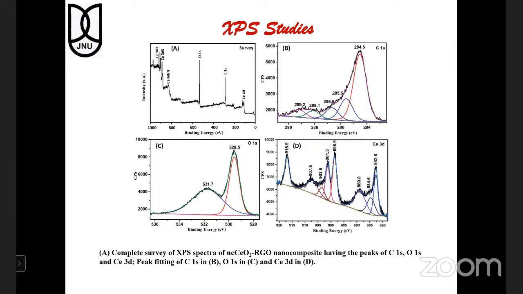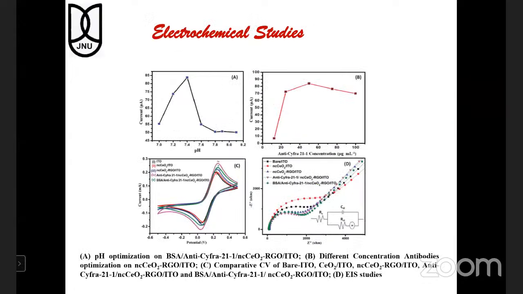And oxygen is also showing between 528 to 536, and cerium-related functional groups are present in the binding energy area of 880 to 920. So these XPS studies also confirm that both the molecules are present in this composite. Now this material again we used for the electrochemical study.